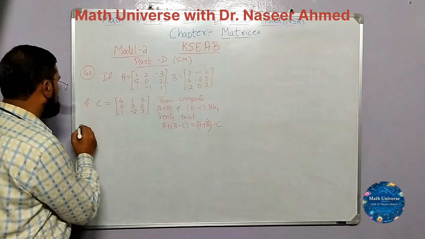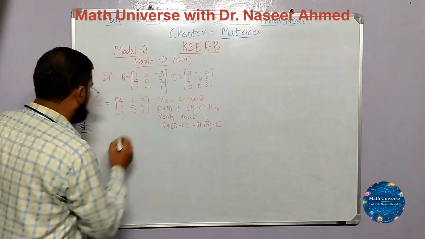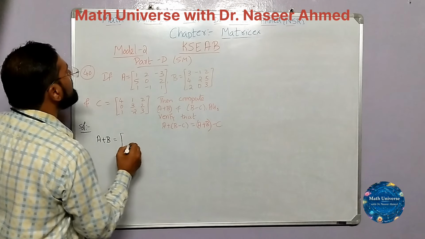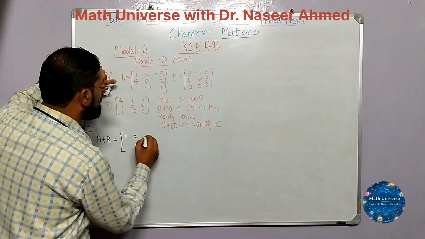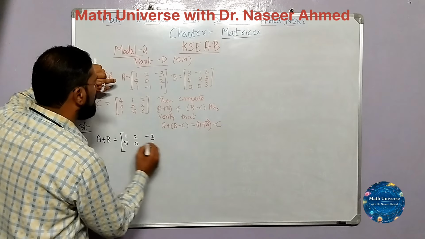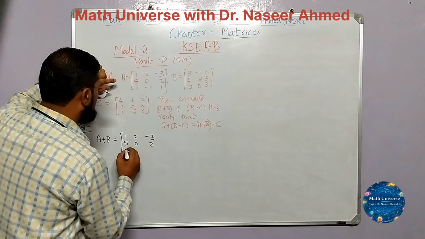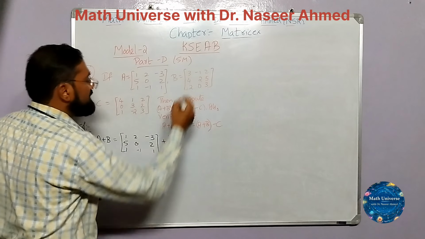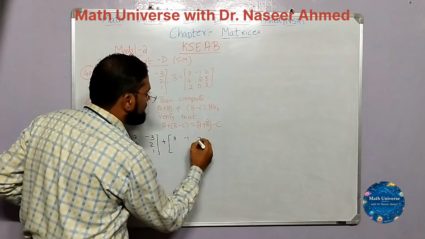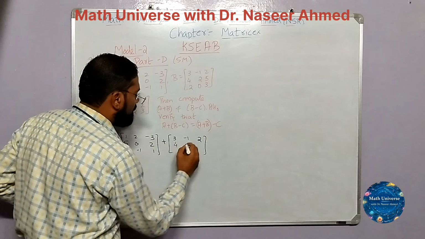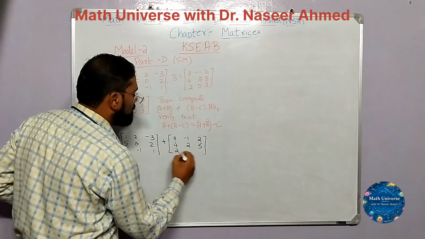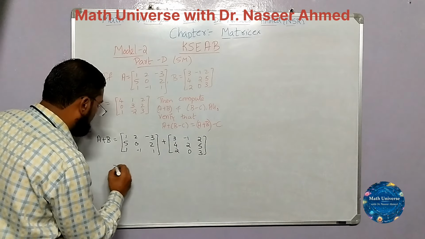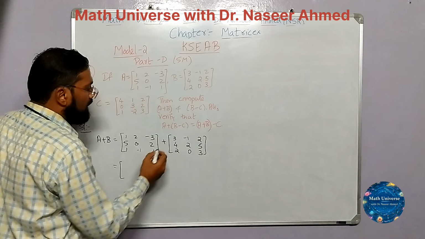So coming to the solution of this, A plus B I want. First find A plus B. What is matrix A? Let us copy from here. 1, 2, minus 3, then 5, 0, 2, then 1, minus 1, 1, plus matrix B. Matrix B is here. 3, minus 1, 2, then 4, 2, 5, 2, 0, 3. Now we want to add the matrices. The corresponding elements should be added.